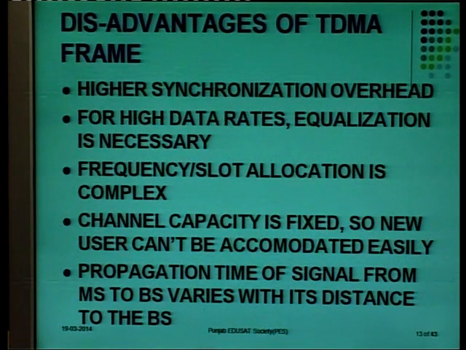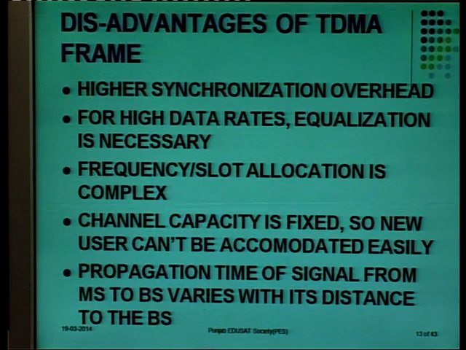The disadvantages of TDMA frame: higher synchronization overhead is there, because synchronization overhead is required. So, it is on the higher side. For high data rates, equalization is necessary. Frequency or slot allocation is complex. The channel capacity is fixed, so a new user cannot be accommodated easily, and the propagation time of signal from mobile station to base station varies with its distance to the base station.